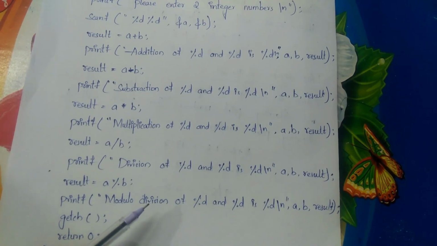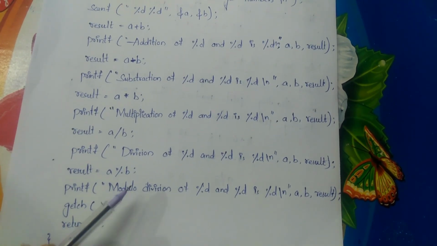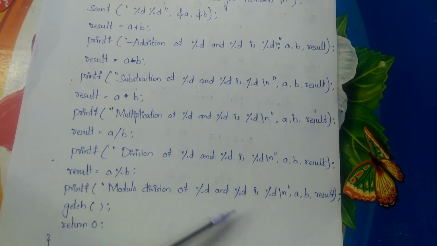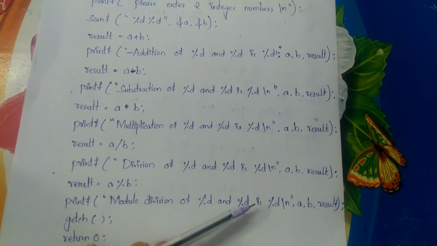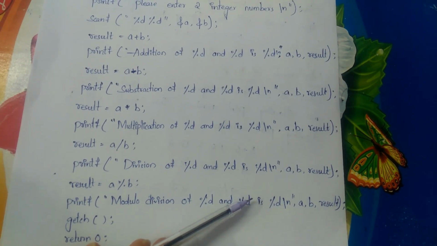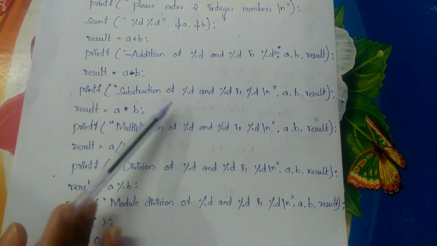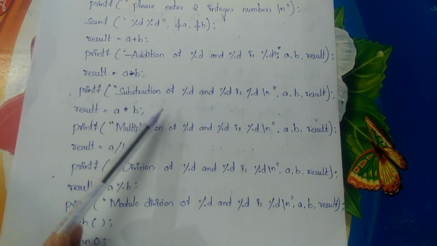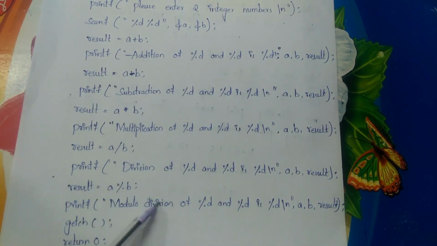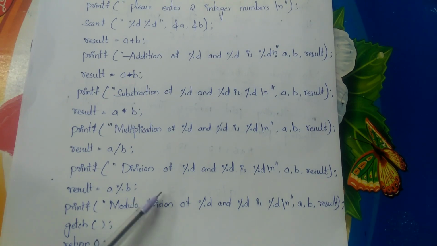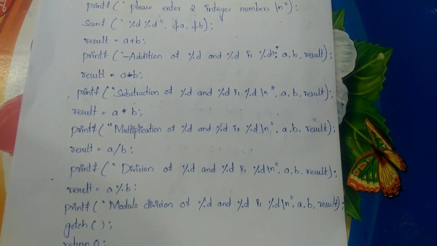Then after that getch and return 0 and close the block here. So this is the performing of the arithmetic operators. I'll take two integers from the console, then all these statements will be executed. So first one is addition, subtraction, multiplication, division and the modular division. So I will explain this output if I take the two numbers.